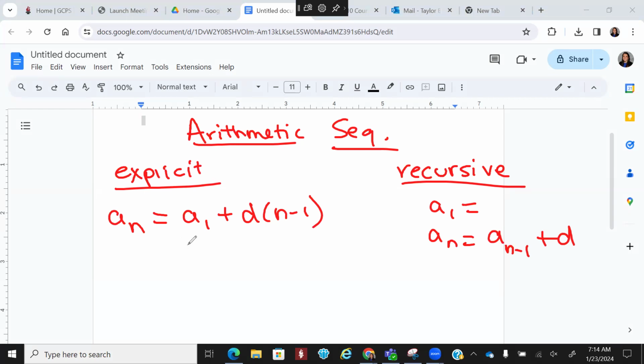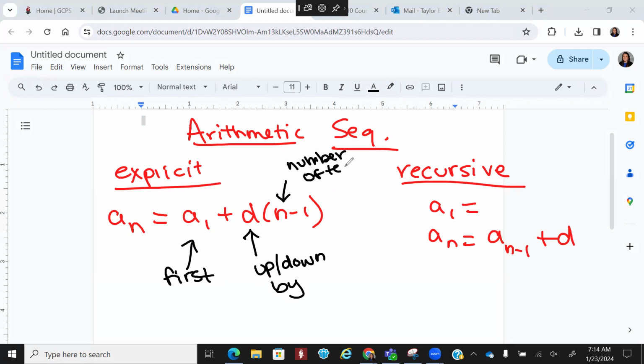With explicit, remember a sub 1 is our first term. D is what we're going up by or down by. N is the number of terms. And a sub n represents the term we're looking for.